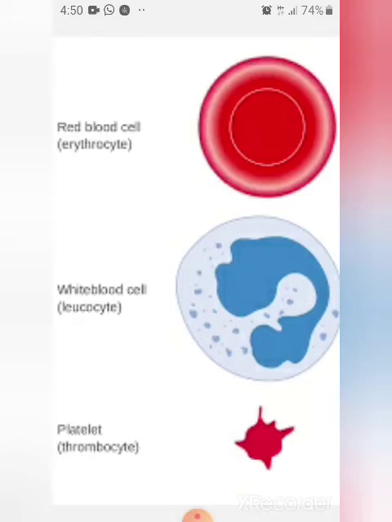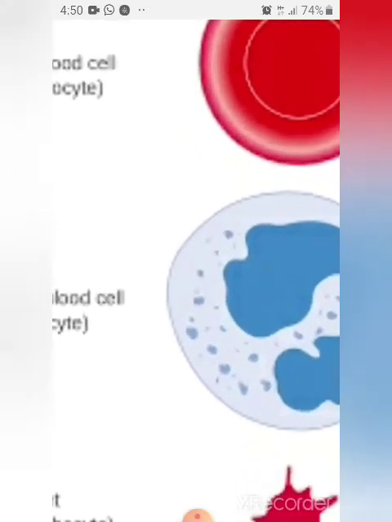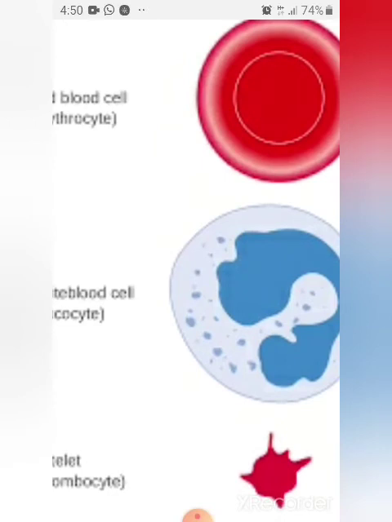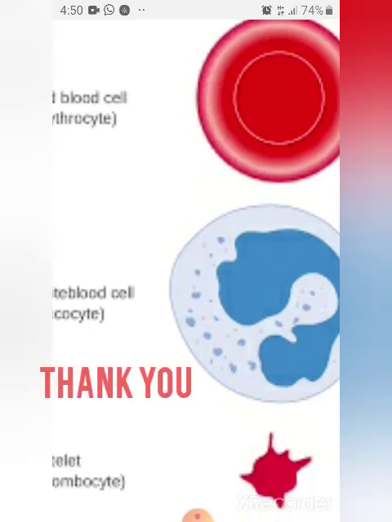Third one is the platelet or the thrombocyte. It helps in blood clotting. They also have no definite shape, like WBC. Pigment is absent, so they are colorless.